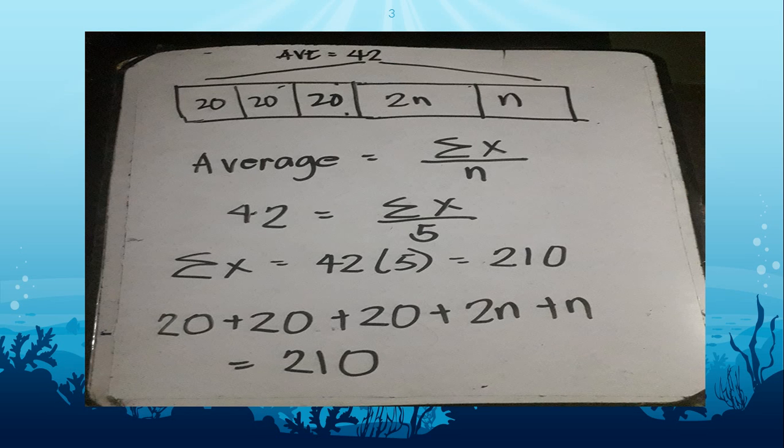And using the multiplication property of equality, also known as cross multiplication, we can cross multiply 5 and multiply it with 42. So we have 60 plus 3n is equal to 5 times 42, and 5 times 42 is 210.